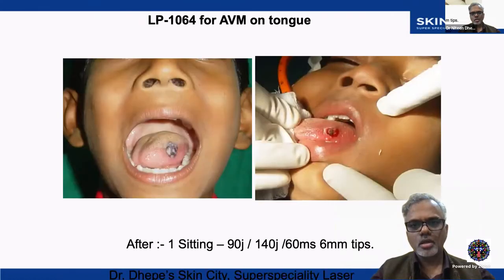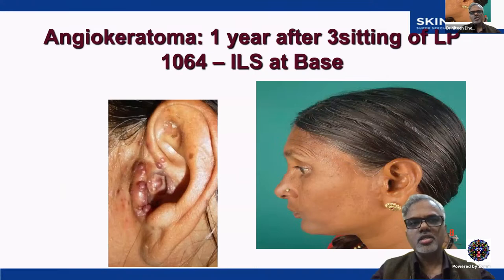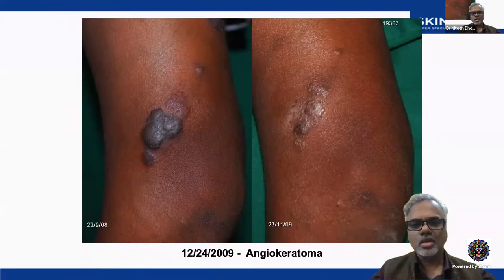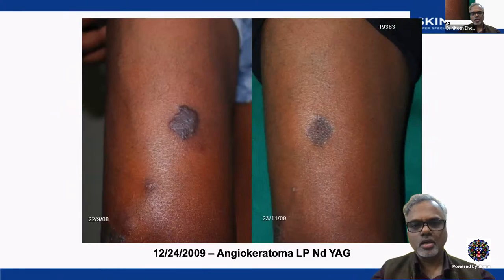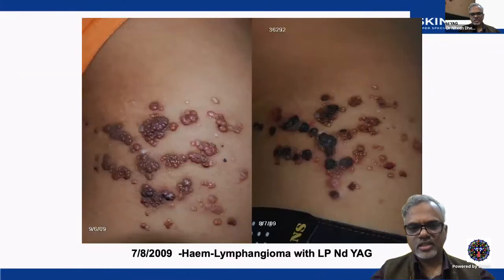This AVM on the tongue, with a single treatment, is gone. This is angiokeratoma, treated with intralesional Kenacort at the site to prevent recurrence. Again, angiokeratoma. Angiokeratoma of Fordyce. This is hemolymphangioma, again treated with a long-pulse Nd:YAG laser.